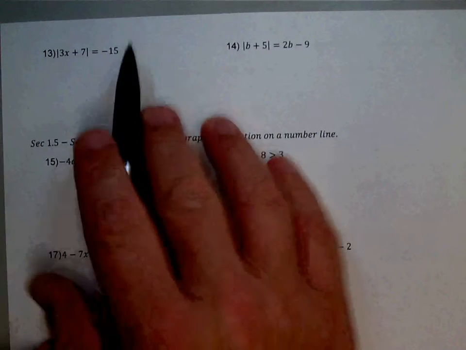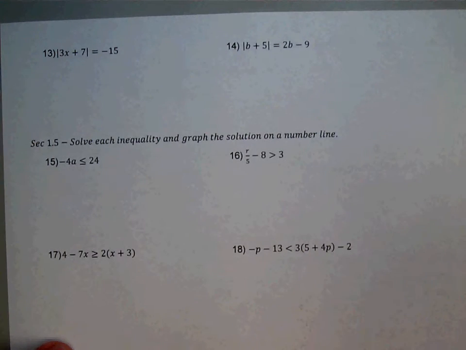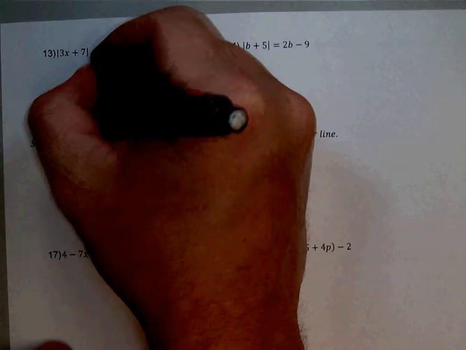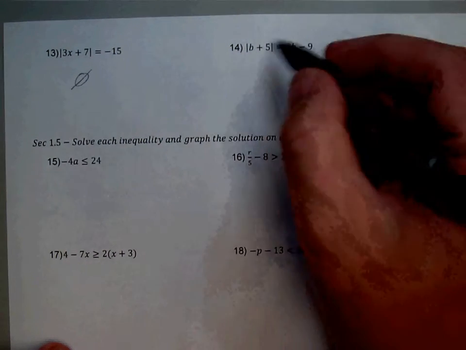Number 13, don't set up any equations. Notice right away, the absolute value is equal to a negative. That's a problem. Absolute value is always positive. So there is no solution to number 13. Don't try to solve any problems.